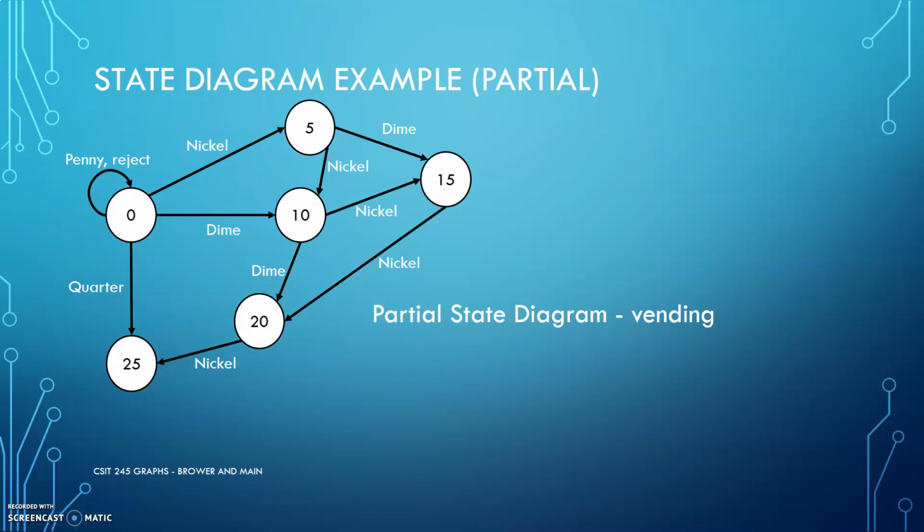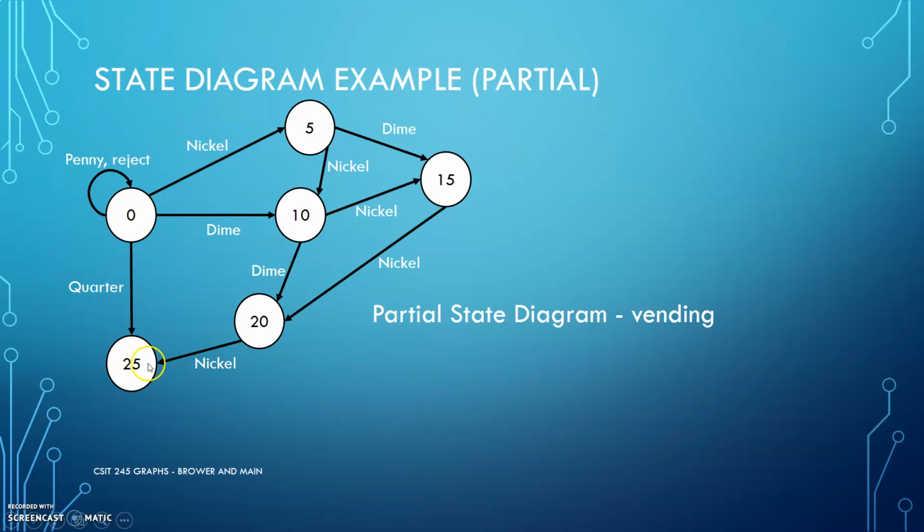But imagine a vending machine. When we first approach the vending machine, there's nothing in there. We're at the zero balance. If I stick in a penny, it spits it out, and we're still at the zero state because it doesn't recognize that as a valid coin. If I put in a nickel, I'm at the 5-cent state. When I was at the very beginning, if I put in a dime, I'd be at the 10-cent state.